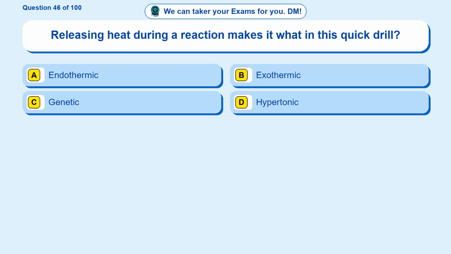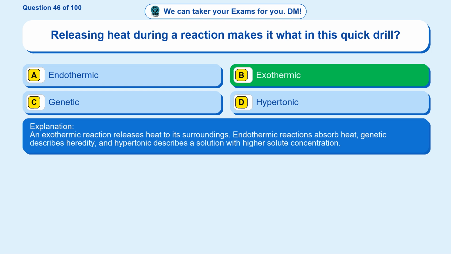Question 46. Releasing heat during a reaction makes it what in this quick drill? Option A, endothermic. Option B, exothermic. Option C, genetic. Option D, hypertonic. The correct answer is option B. Exothermic. An exothermic reaction releases heat to its surroundings. Endothermic reactions absorb heat, genetic describes heredity, and hypertonic describes a solution with higher solute concentration.